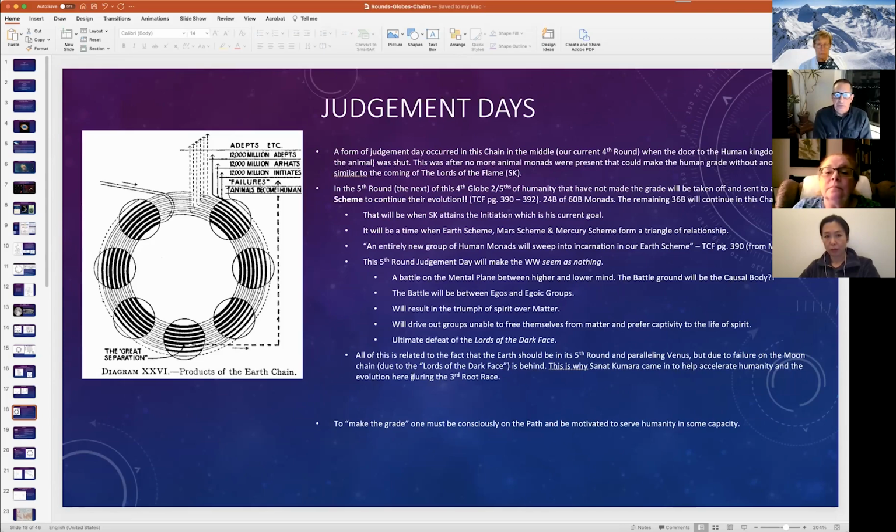And 3/5, 36 billion, will continue on in this scheme, onto the fifth globe, in the remaining rounds in this chain, and then onto the fifth chain and the sixth chain and the seventh chain.